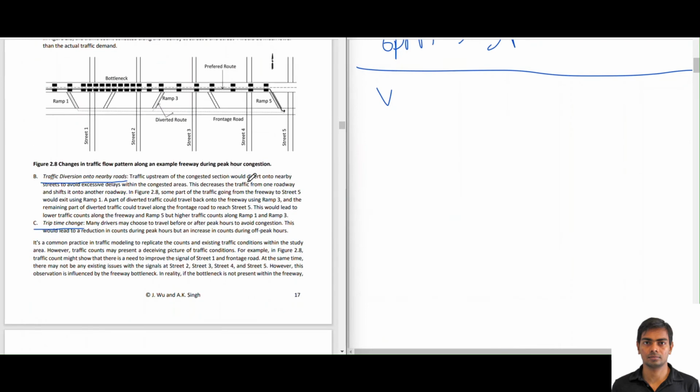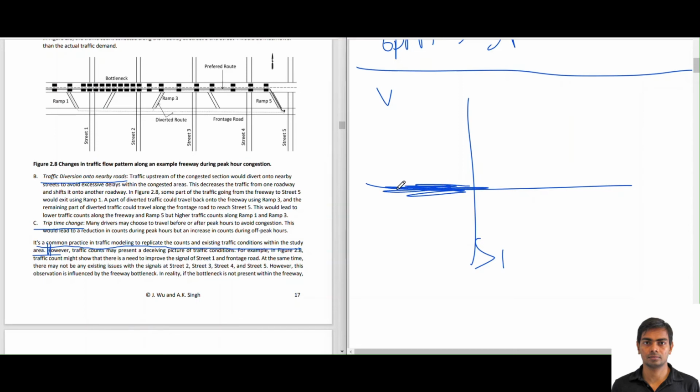So one of the biggest things to remember in traffic operations is that the common practice in traffic engineering is to replicate the traffic count and existing conditions within the study area. So there are two things: existing counts, and existing traffic conditions. For example, let's say I'm only looking at street 1, signal 1, and now I'm observing a lot of queue here. Ideally we should be looking at the traffic volume, but what we typically do is look at the counts, and let's say 600 vehicles went through.